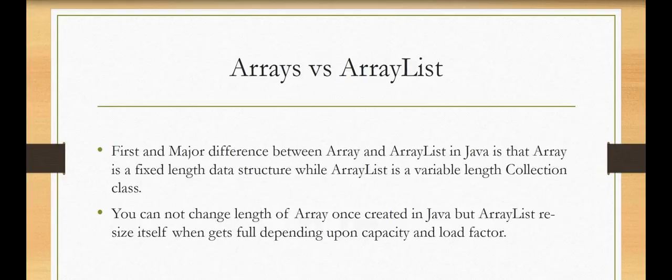And also I want to explain array and array list and enum. First, I'm going to explain array versus array list. The first and major difference between an array and an array list in Java is that an array is a fixed-length data structure, while an array list is a variable-length collection class. You cannot change the length of an array once created in Java, but an array list resizes itself when it gets full, depending upon capacity and load factor.